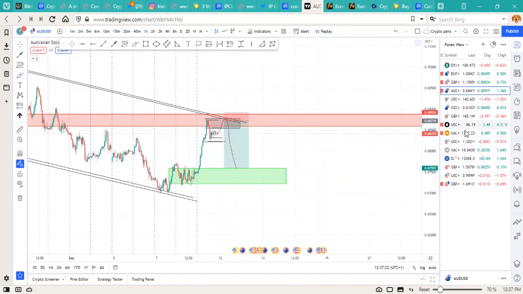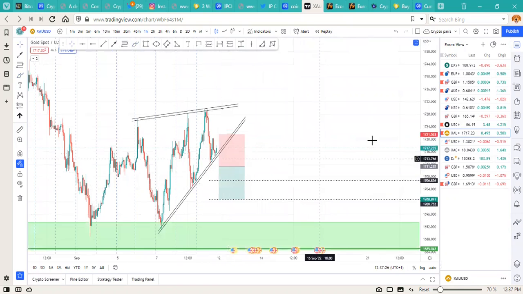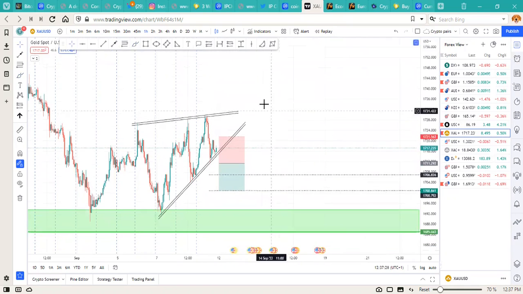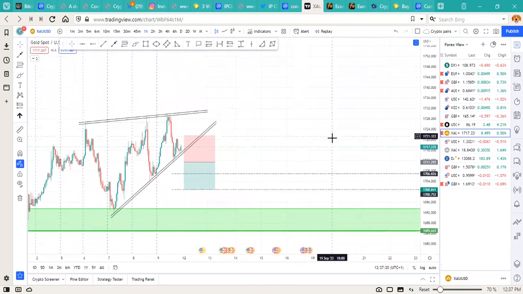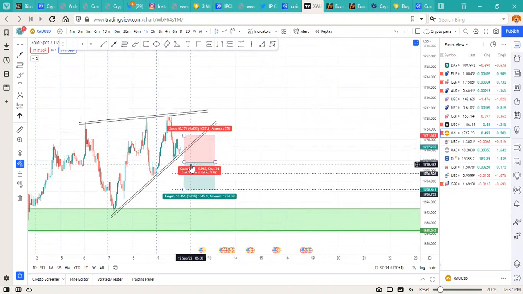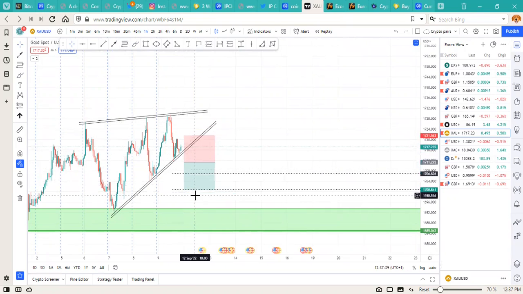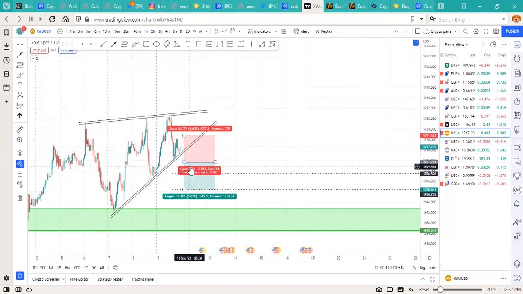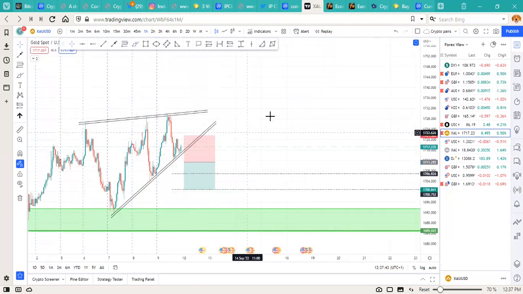Then lastly on our list is gold. Gold also has a falling wedge situation. We're going to be watching the market closely, and we wait for the breakout of this falling wedge, and then we have our sell stop limit triggered, and then we take it to the downside. Aside from this, we're not placing any trades on a buy for gold.